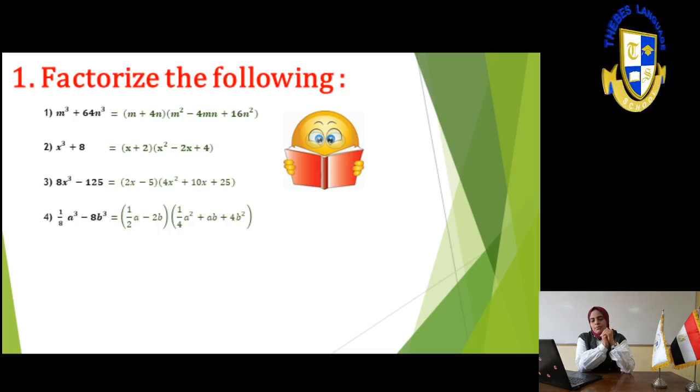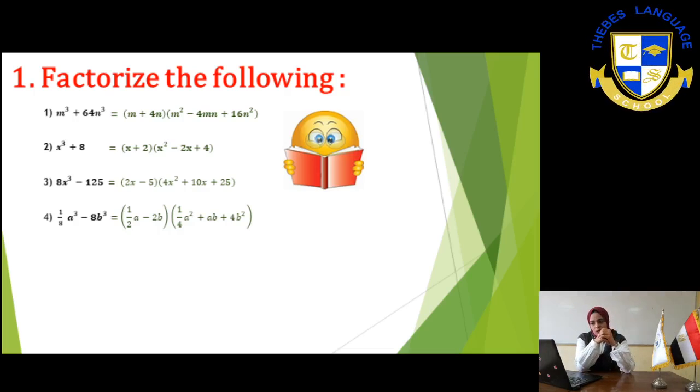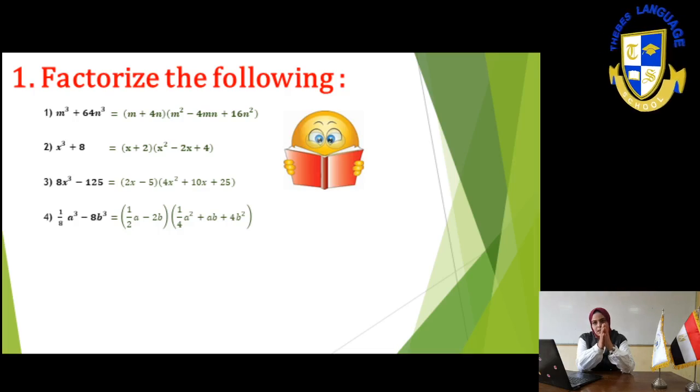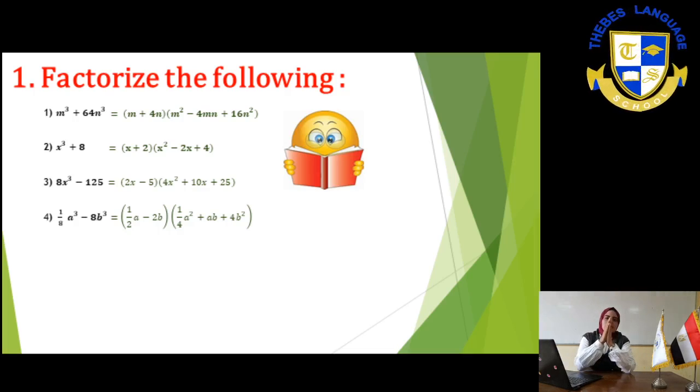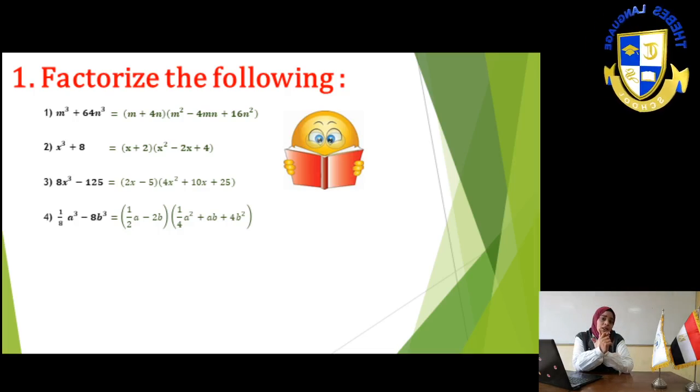The second example, if we have x to the power 3 plus 8, we will factorize x to the power 3, it will be x, because x to the power 3 means x by x by x. Taking the cubic root of x power 3, it will be x.